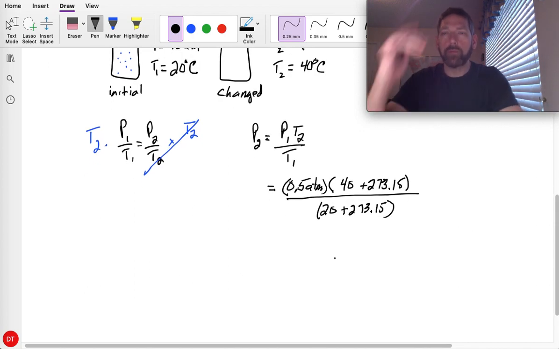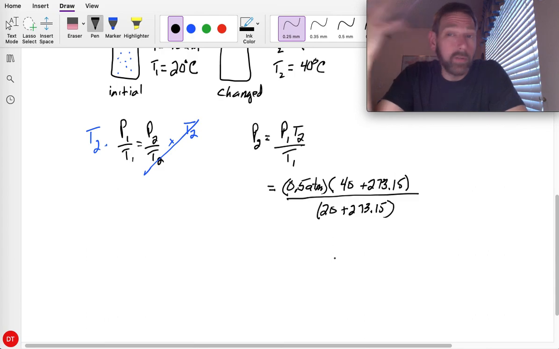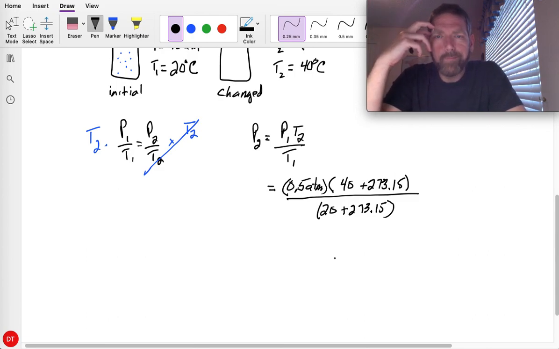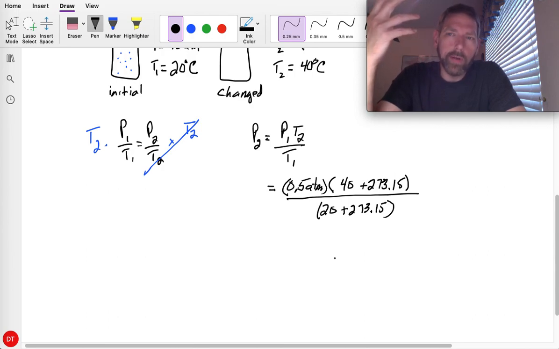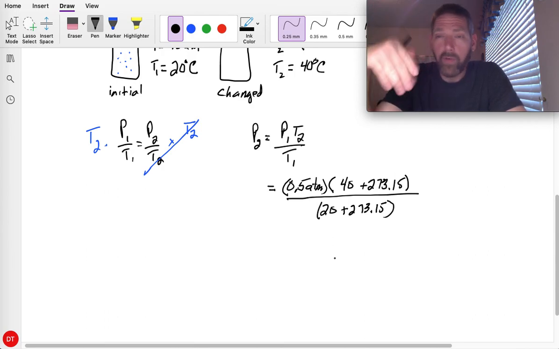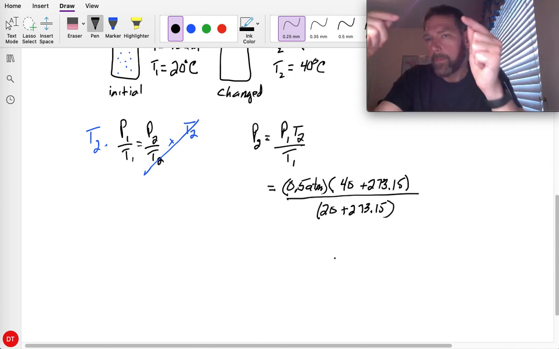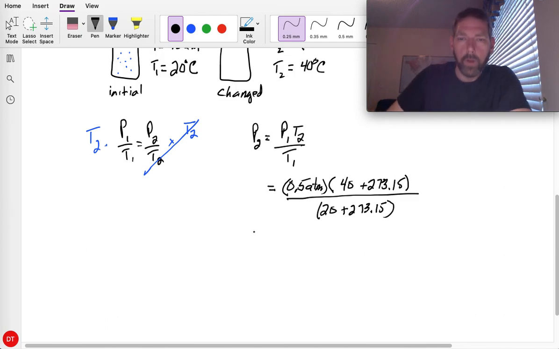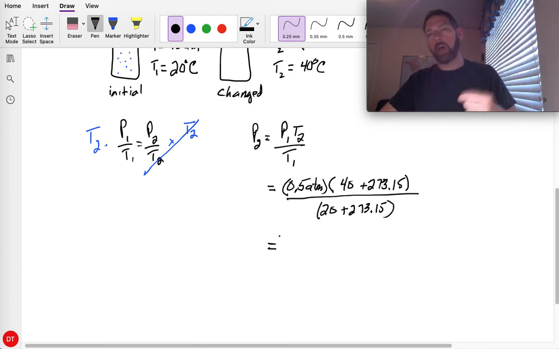Oftentimes, in practice problems that you'll find online, that you'll find in textbooks, that we'll do in class, we can drop the 0.15, and we can still get a pretty good idea of where we would be at. Matter of fact, I'll mathematically do this one with both the 0.15 and without it, and we'll see the differences in the numbers. I'm just giving you a heads up on that. In lab, you would definitely want to use the 0.15 since a lot of our lab work depends on precision and accuracy, right?